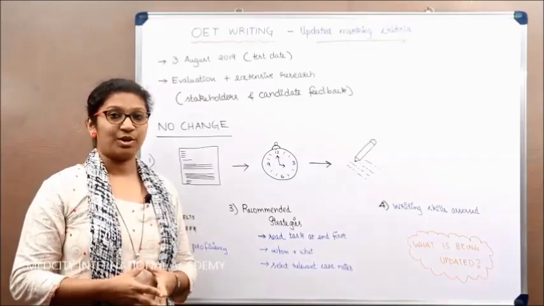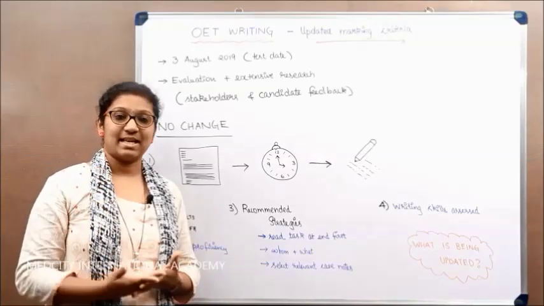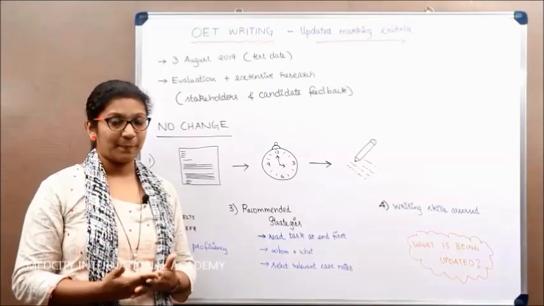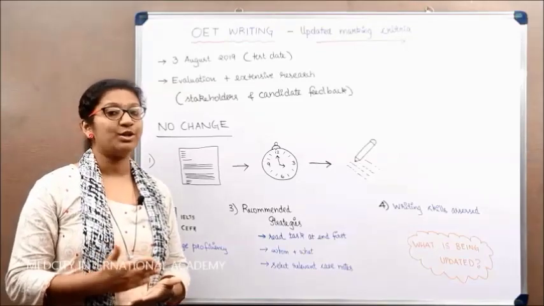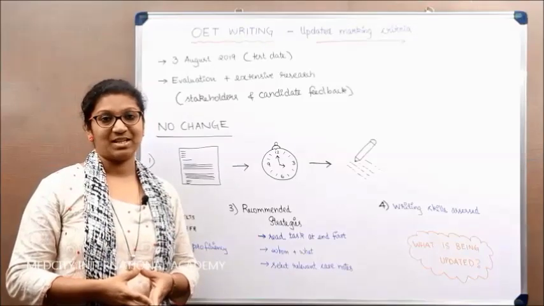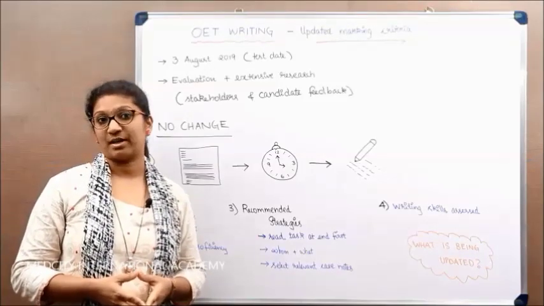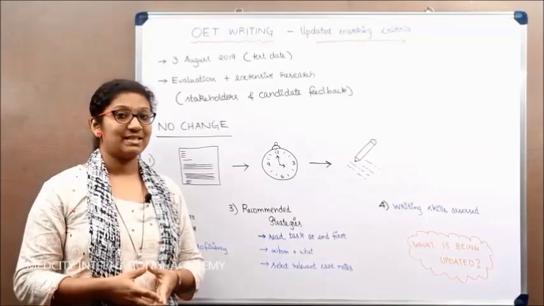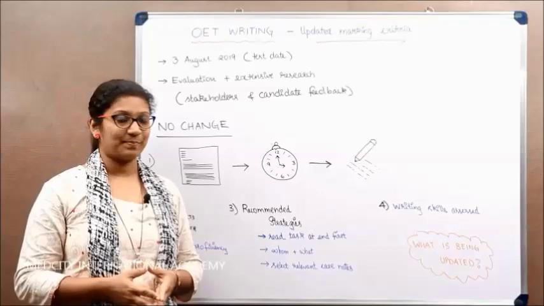OET, your score, your grade of B, or now the equivalent score, that is, let's say 350 to 440, that is benchmarked to the IELTS and the common European framework of reference for languages. So for IELTS you need a band of 7 if you're a medical professional to be able to work abroad, and for OET that is a grade of B, and this benchmarking remains the same.